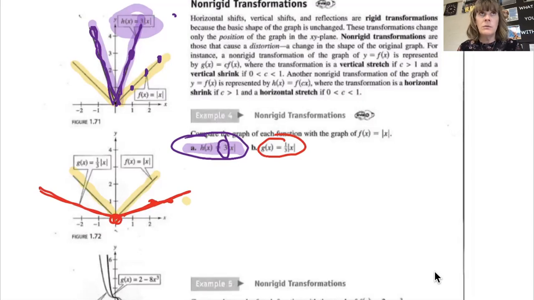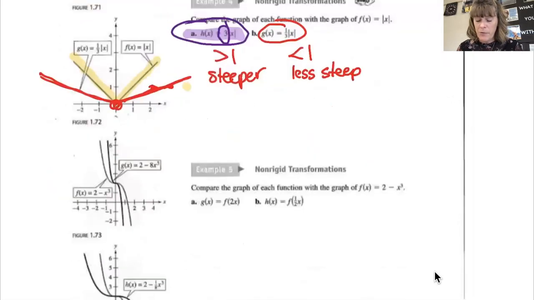Again, I don't usually use those terminologies. It makes it steeper or less steep, depending on whether it's greater than 1. So if it's greater than 1, it's going to make it steeper. And if it's less than 1, it's going to make it less steep. Okay, so that's just a general rule for that. Now we look at example 5.